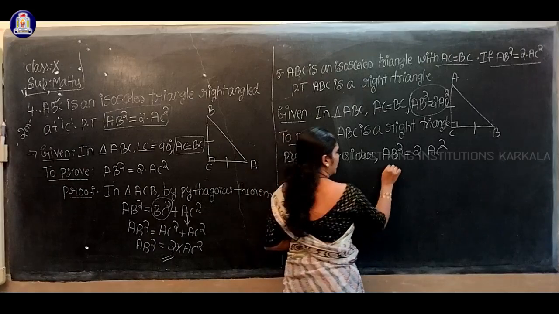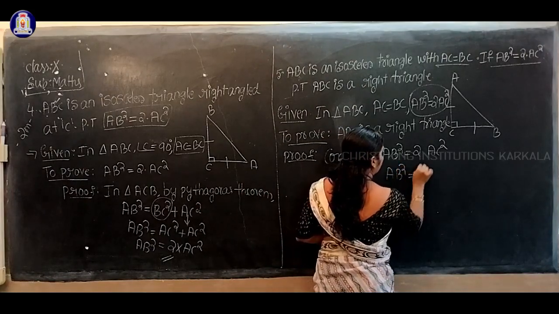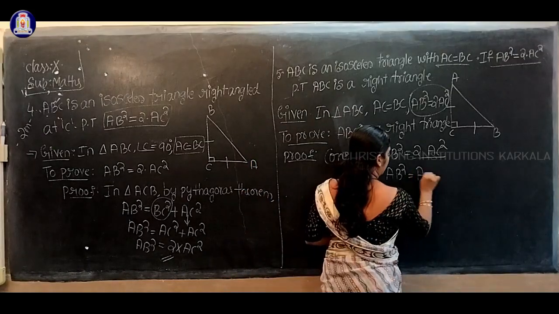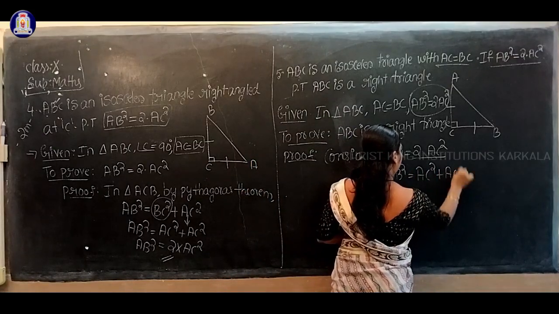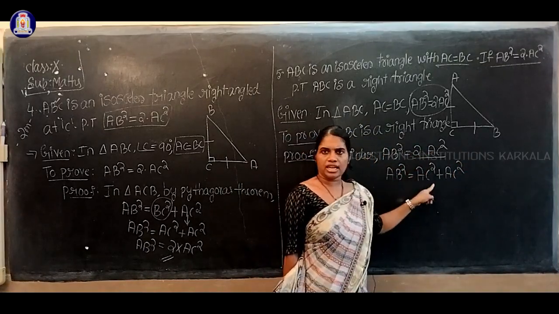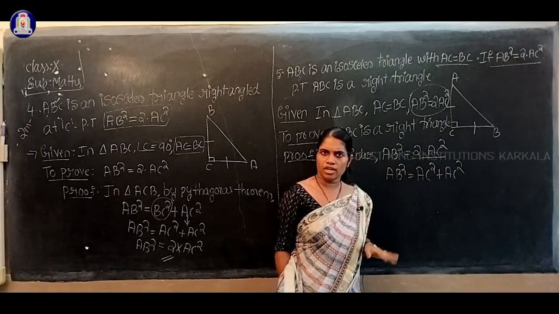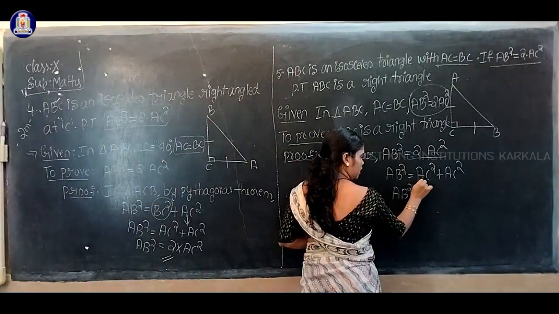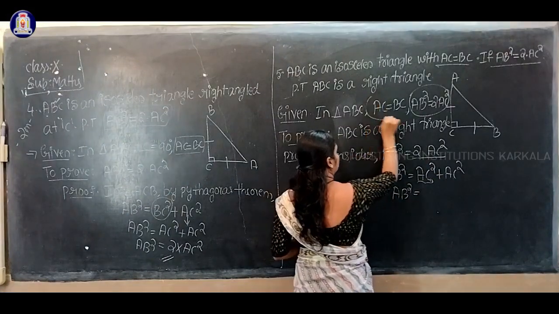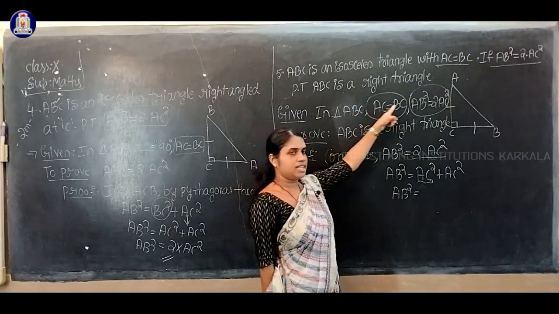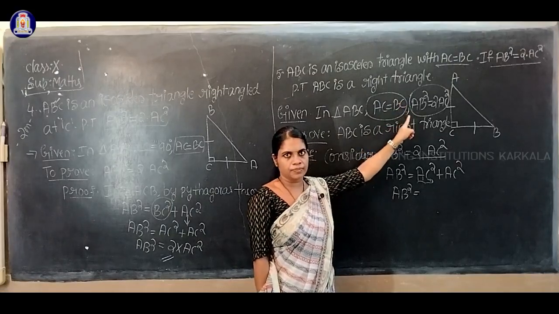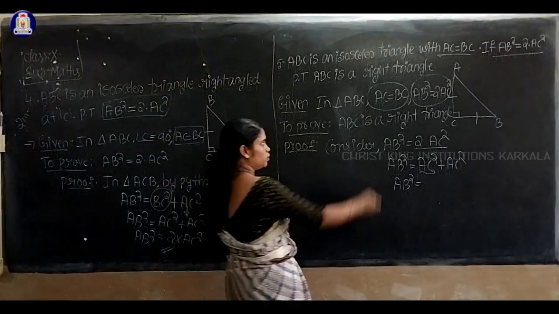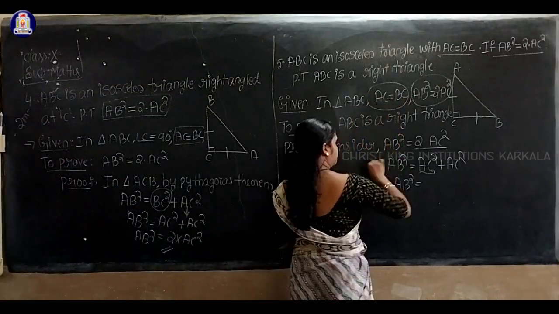Now AB square equal to 2 AC square. Can I split this 2 AC square as AC square plus AC square? Yes. Now, actually one more piece of information is given. What is that? Side AC is equal to BC, isn't it? AC is equal to BC given here, right?